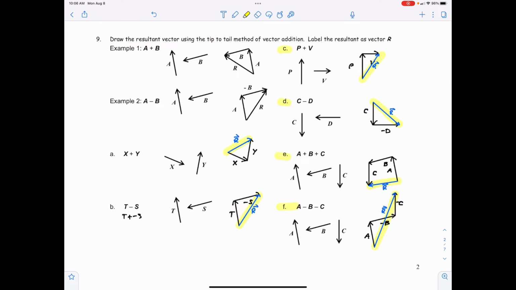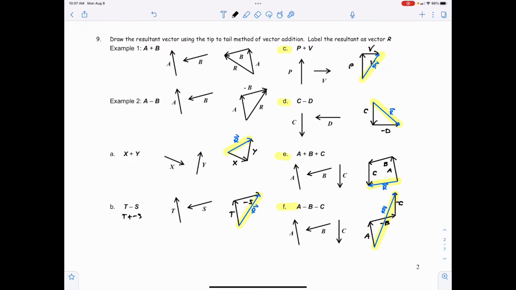Okay, taking a look at my solutions, you can see that for letter C, we're going to put the tail of V right at the tip of P. The resultant vector is a straight line from start to finish, up and to the right. For letter D, we're going to put the tail of negative D at the tip of C. Again, the resultant vector is pointing down and to the right, a straight line from start to finish.